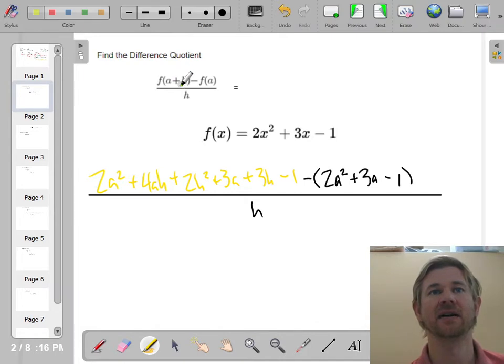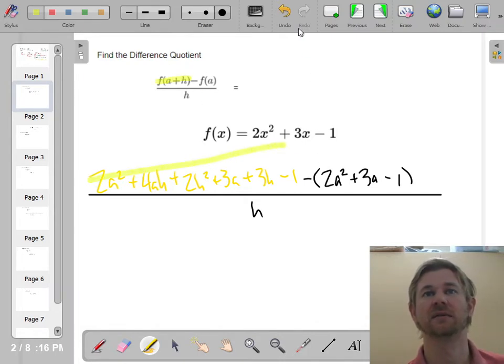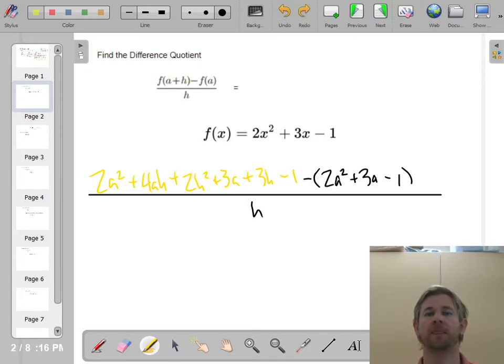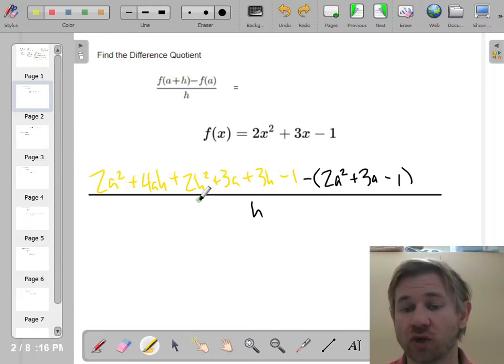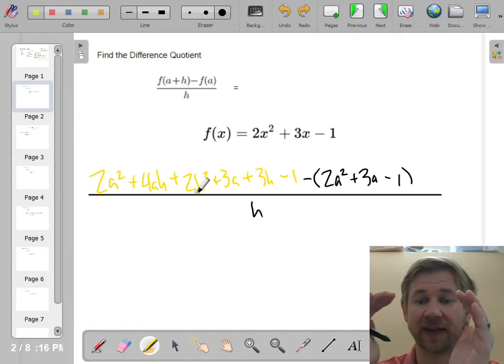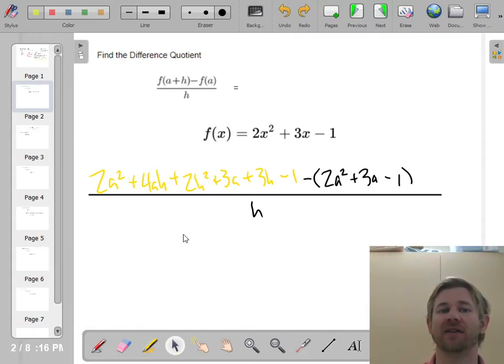So I did this in yellow. F of a plus h is right here. Right here, minus f of a. That's f of a. And then a big fraction bar divided by h. Now, since we are subtracting the quantity f of a, you need to subtract everything in that quantity. So this isn't going to change.